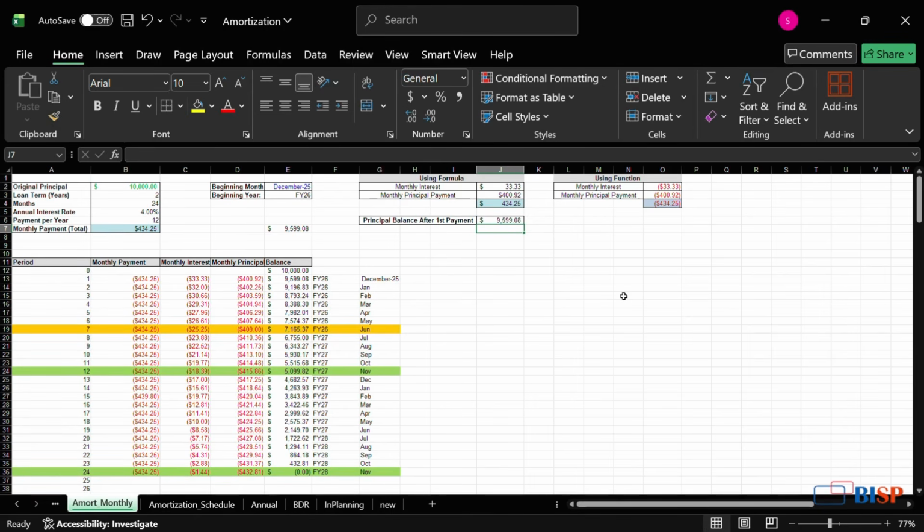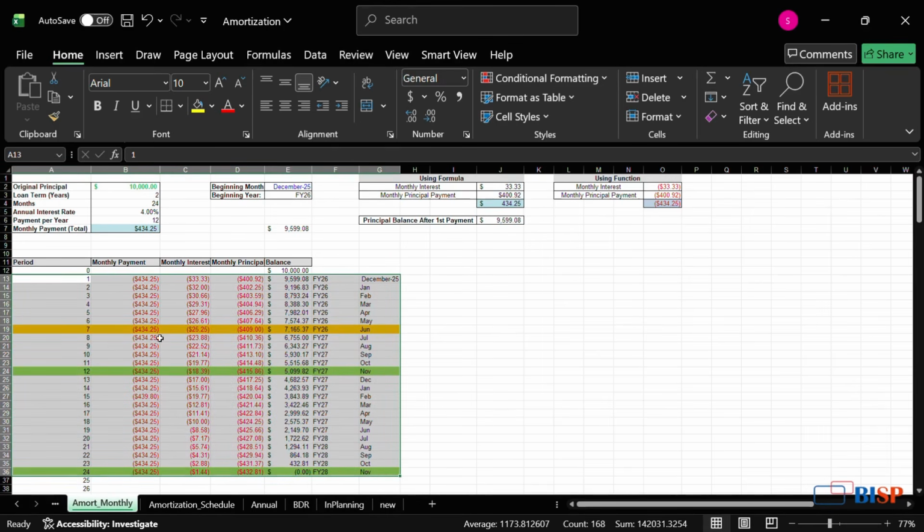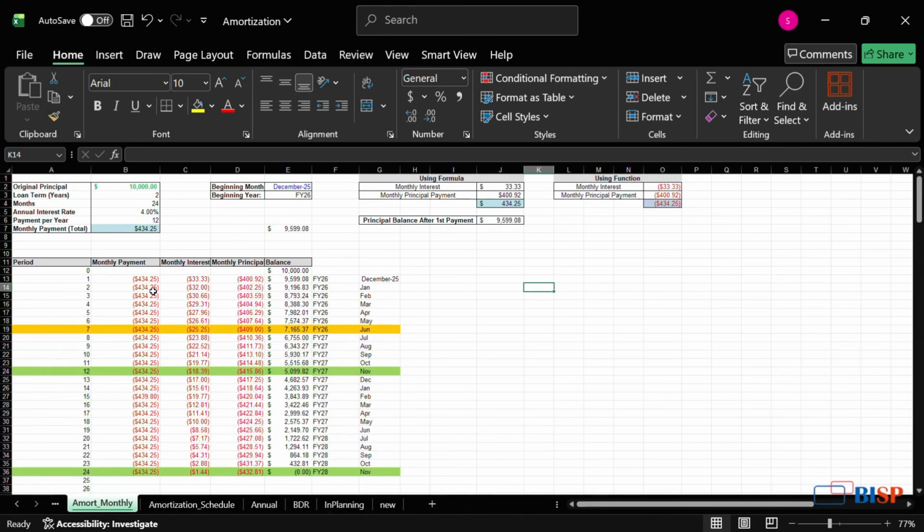Now we extend this calculation across all 24 payment periods. For every month, Excel automatically calculates the monthly payment using PMT, the interest portion of the payment using IPMT, the principal portion using PPMT, and the remaining balance. Notice an important pattern in the beginning. The interest portion is relatively high because the outstanding loan balance is large. As the balance decreases, the interest amount also decreases.